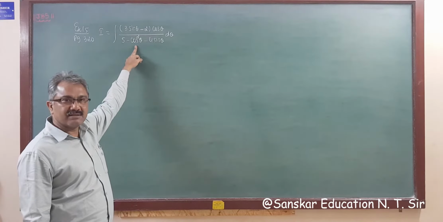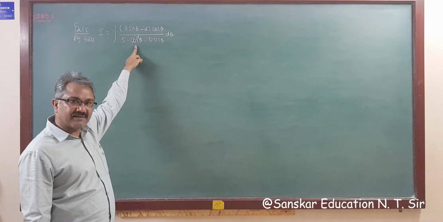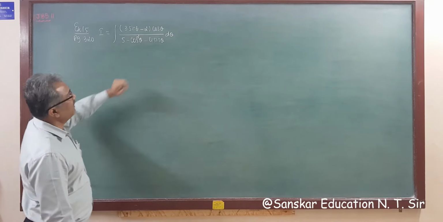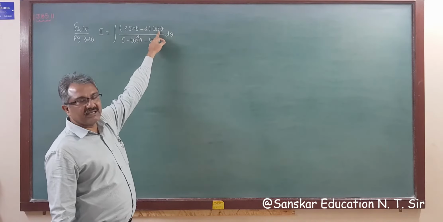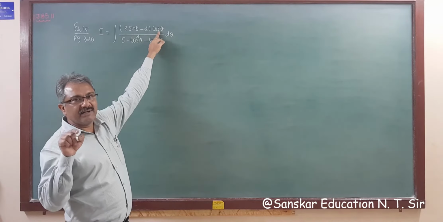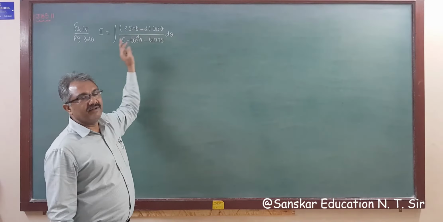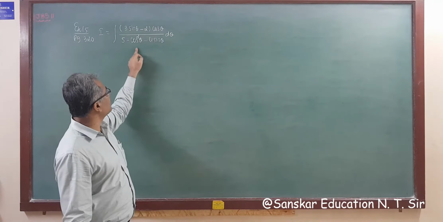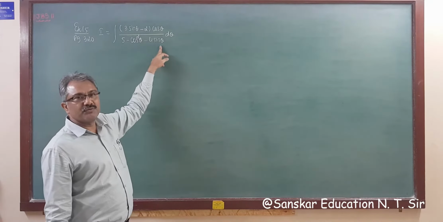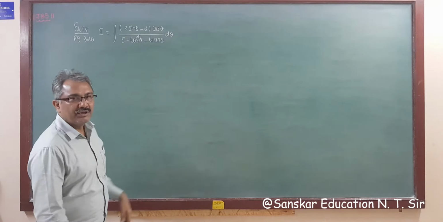So changing this as 1 minus sin square theta, that is cos square theta, right? Why are we doing this? Because we have cos theta, and cos theta is the derivative of sin theta, and we need all terms in the denominator in sin theta. That's why we are changing this cos into sin, and then going to assume sin theta is equal to t, right?